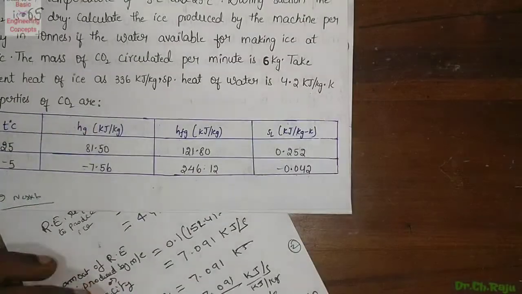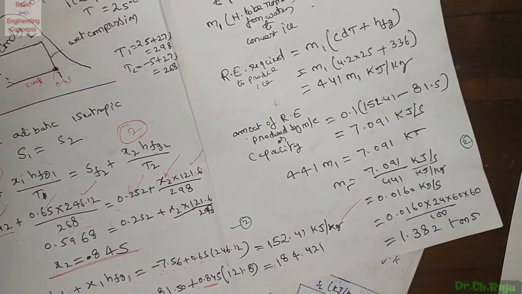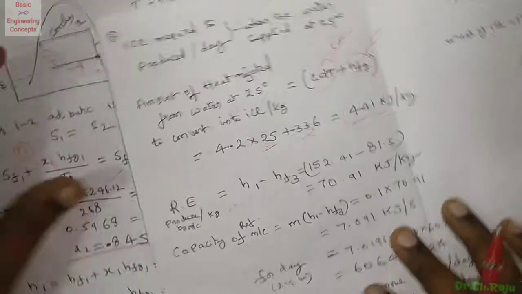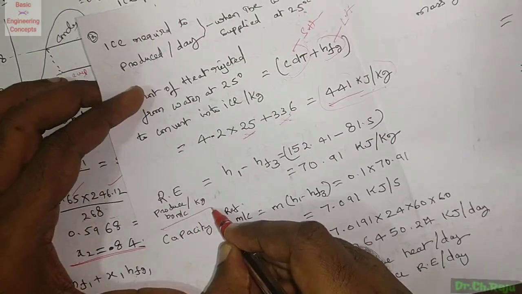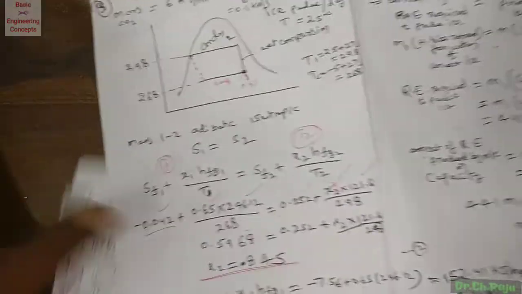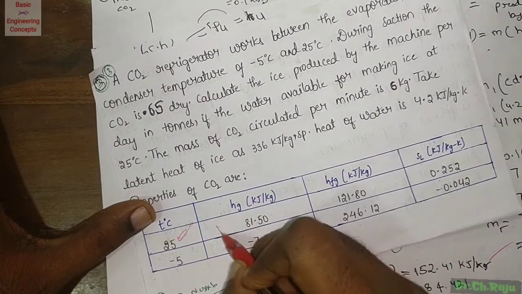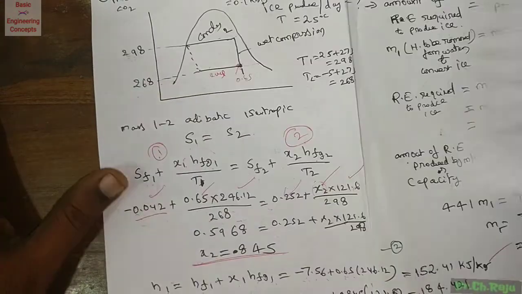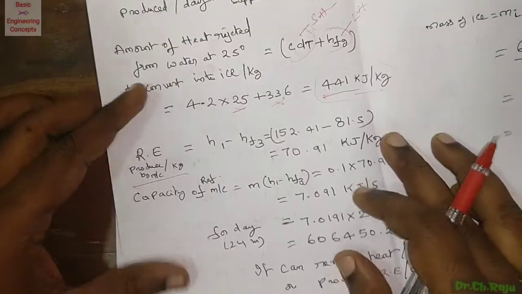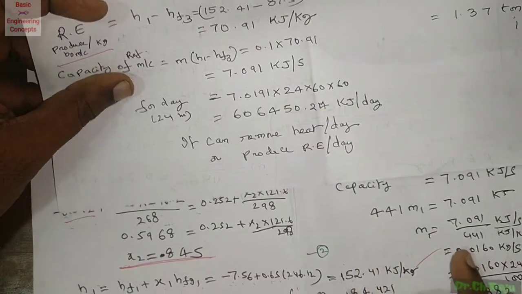So here, these are the H1 and H2 calculated. Once H1 and H2 are calculated, you can calculate the refrigerating effect produced. H3 is also given, so H3 can be noted at 25 degrees, that is HF3. Once all these are calculated, the refrigerating effect produced is equal to H1 minus HF3. H1 is calculated here, that is 152.